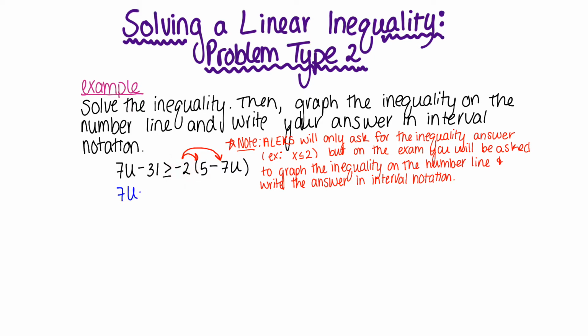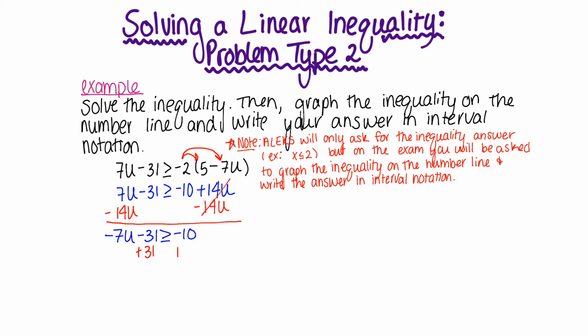I'm going to bring the 7u down, minus 31, greater than or equal to. Negative 2 times 5 is negative 10. Negative 2 times negative 7u is going to be positive 14u. From here, we're just going to collect the variable terms on the left and put the constants on the right. So I want to subtract 14u to make these cancel, and I'm going to do it on both sides. 7u minus 14u is negative 7u minus 31, greater than or equal to negative 10.